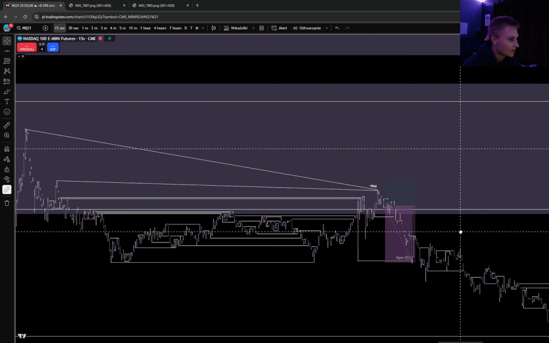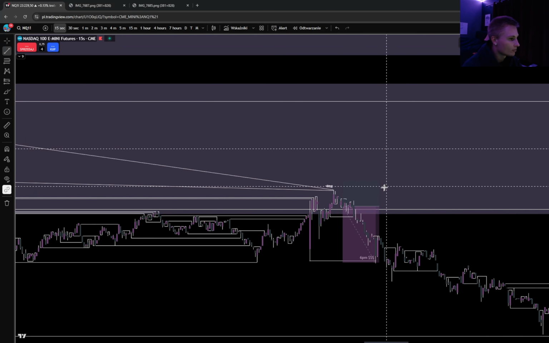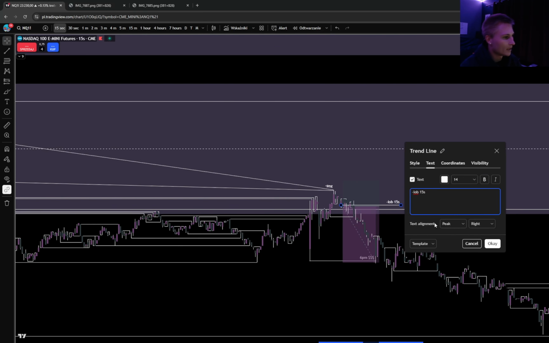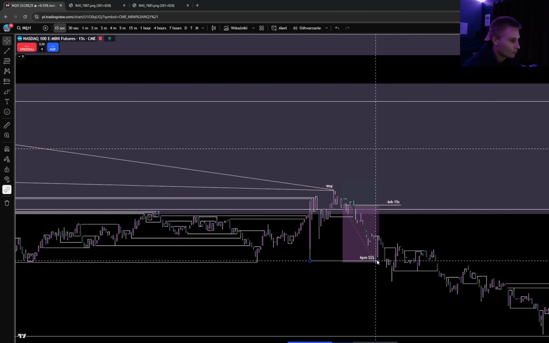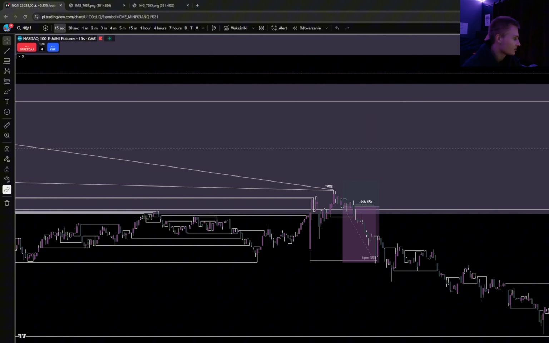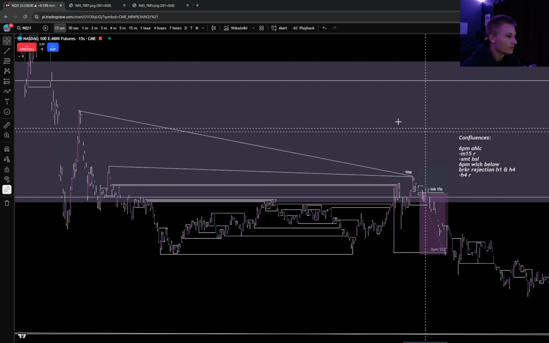That's where I took my short after we put in an inverse order block on the 15-second right here for my entry, and the target was the 6 p.m. wick right here below. Overall, that's pretty much the trade recap. Also, here are the confluences drawn out.